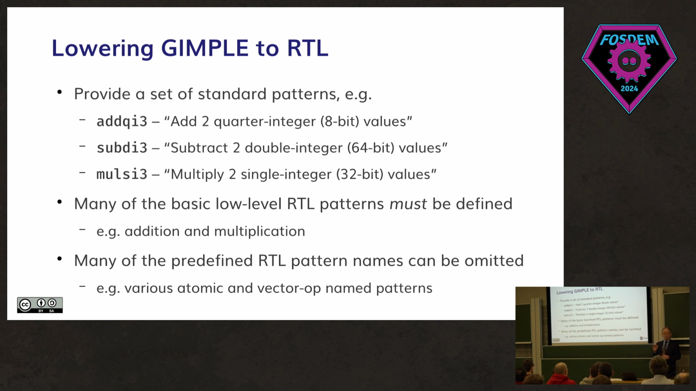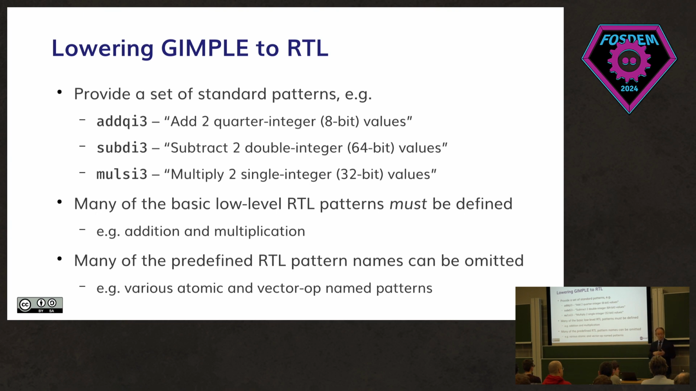We provide a set of standard patterns. All you're going to do in the machine description is tell it, given add QI3, that's add quarter integer, 3 arguments, 2 source arguments and a destination, and they're mostly three-address code like that. So add two quarter integers and so forth. There's a whole set of these to define. You define all those, and then GCC has all the patterns, and it will generate code for your machine.